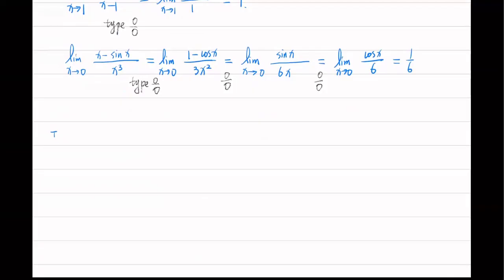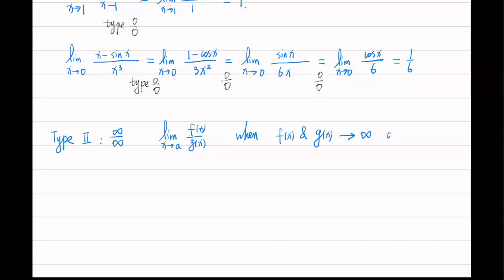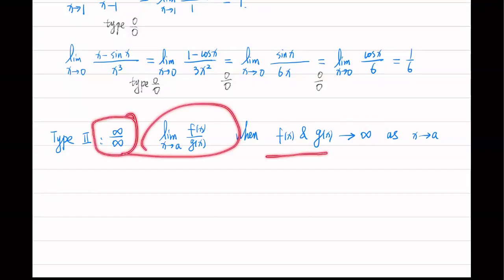The second type: it means we consider this limit when both go to infinity. It is very similar to the previous one. We just replace 0 with infinity. If we have a limit of this type, we can apply the corresponding L'Hopital rule.